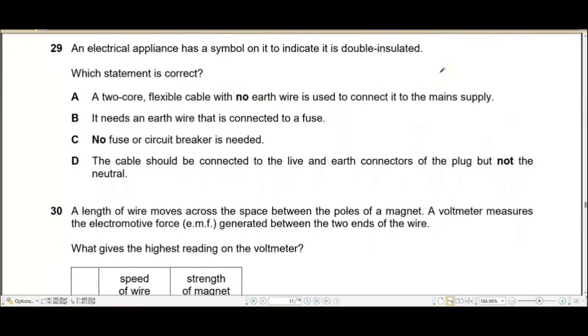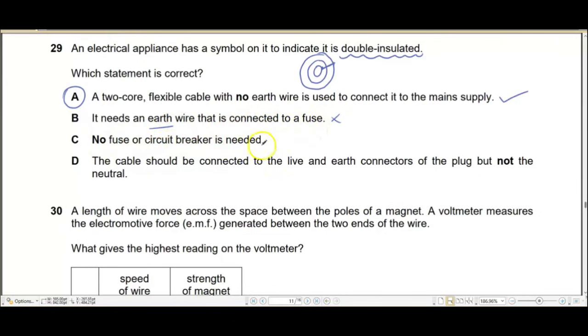Question number 29. An electric appliance has a symbol on it to indicate it is double insulated. Which statement is correct? Double insulation means that there is a wire and it is coated 2 times with an insulating material. So a 2-core flexible cable with no earth wire is used to connect it to the main supply. This is what I was talking about. So this is the correct option. B, it needs an earth wire that is connected to the fuse. No, double insulated just means that a double coating of an insulating material is there on the wire. It has nothing to do with earth wire, live wire, or a fuse.